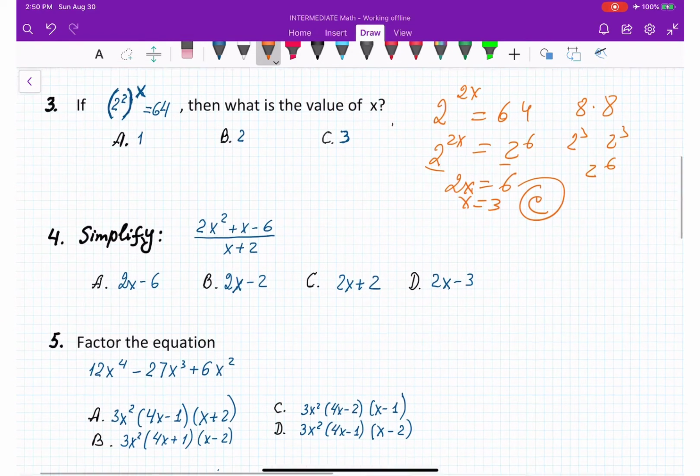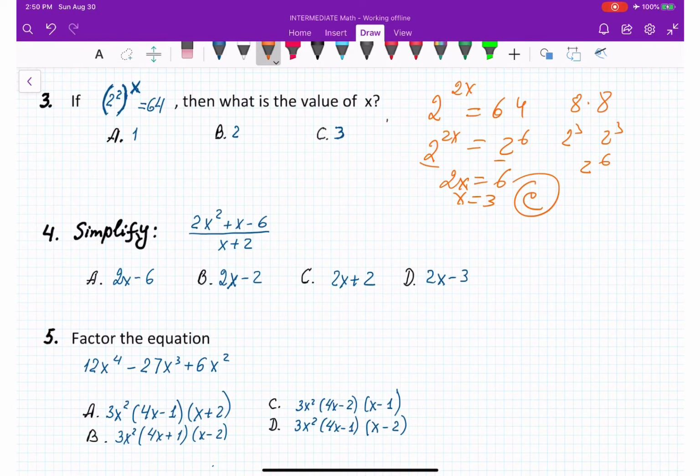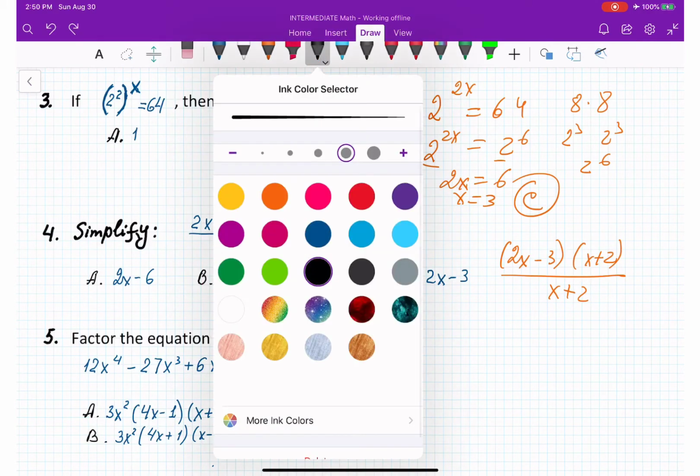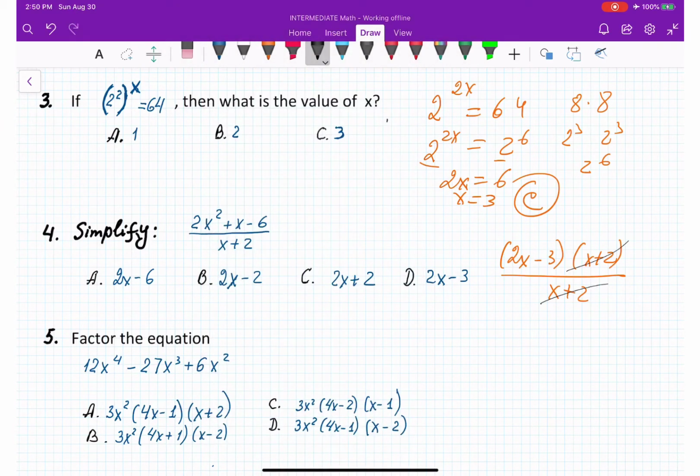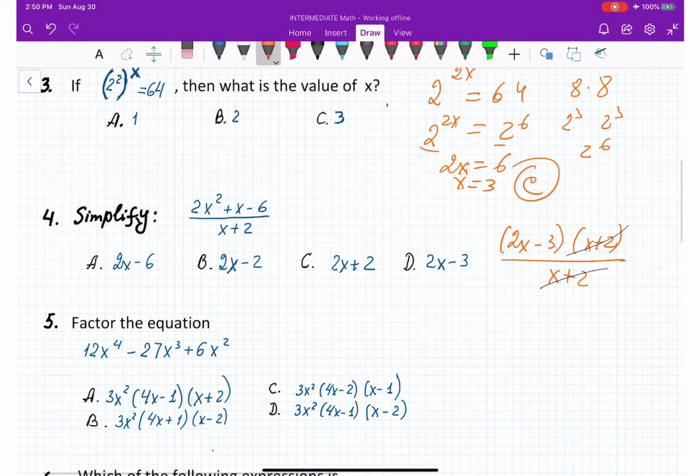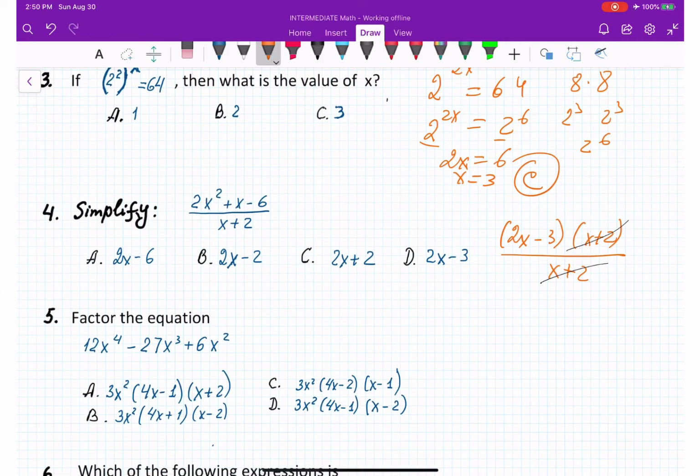Next one, 2x squared plus x minus 6. I'm going to factor it down. It's going to be 2x minus 3 times x plus 2. The x plus 2 here, canceling. Oops, it's too thick. Okay. And the answer is getting what? 2x minus 3. D.